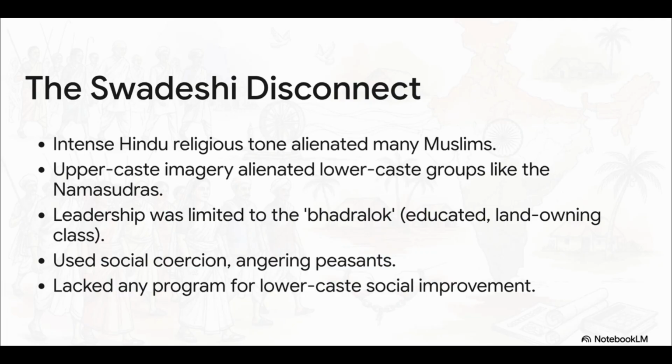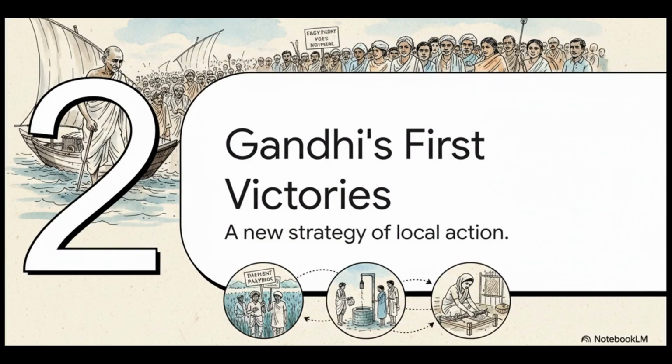The movement's really strong Hindu symbolism pushed away a lot of Muslims. All the upper caste imagery alienated lower caste communities, like the Namasudras, who had their own struggles for dignity. The leadership was almost entirely the Bhadralok, the educated landowning class, who sometimes even strong-armed peasants into joining. And maybe most importantly, it just didn't offer any real plan for making life better for the very people it needed on its side.